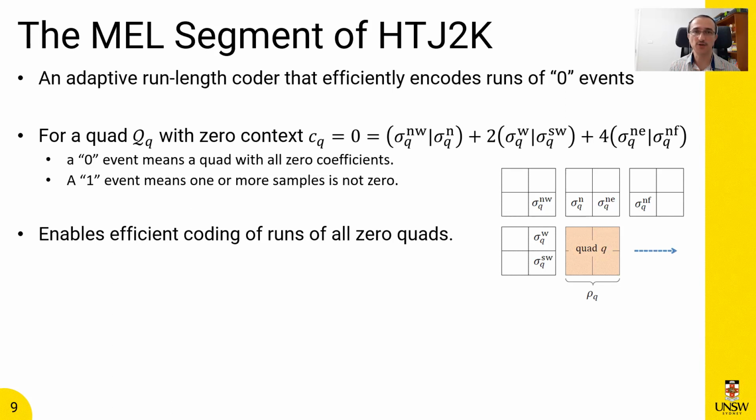The figure shows the context for a quad. The MEL coder is useful to encode runs of all 0 quads, which usually occur when a subband is coarsely quantized, and therefore most of its samples are 0.